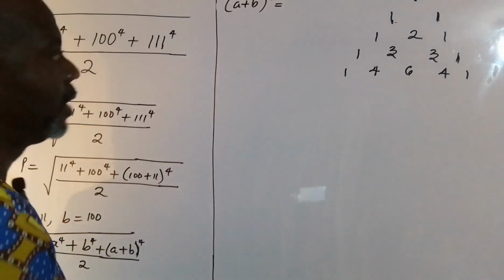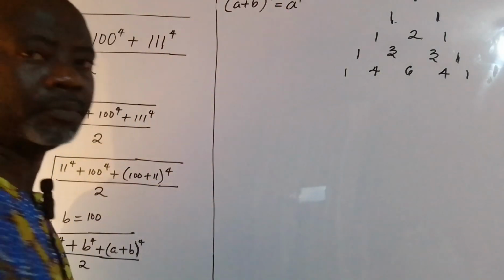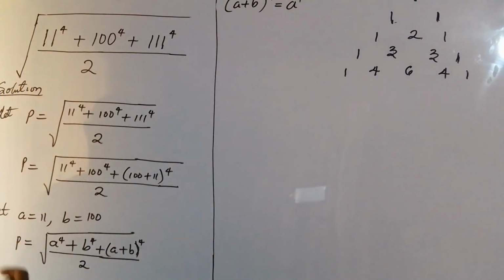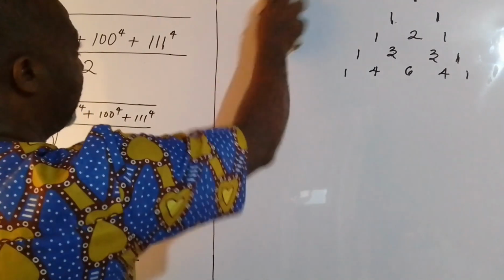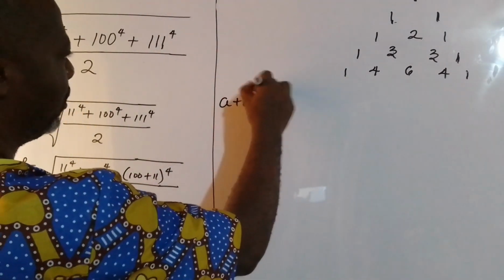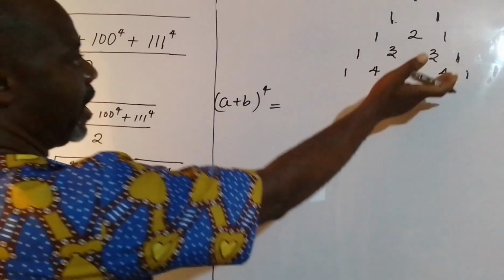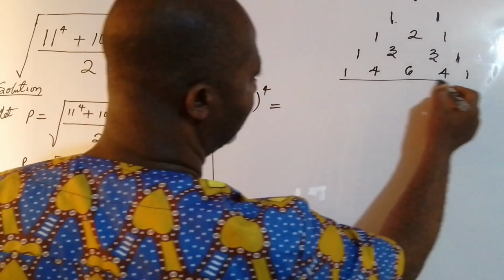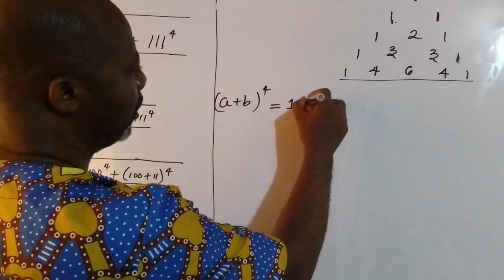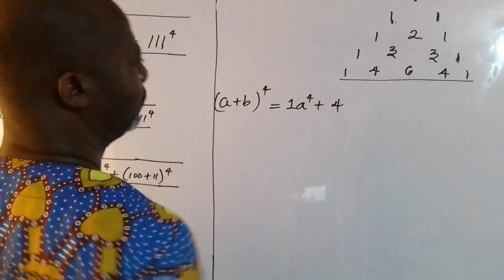So how do we get it? So the first term will be A to the power of 4. All right? The expansion of this term, so the first term will be A to the power of 4. Let me do that again. So we have A plus B to the power of 4. So here are the coefficients. So the first term will be 1A to the power of 4 plus the second term will be 4.